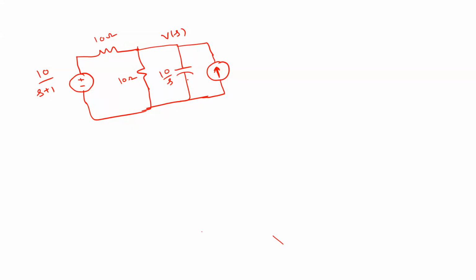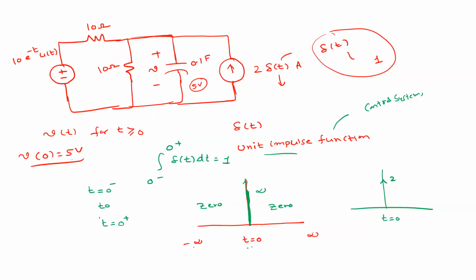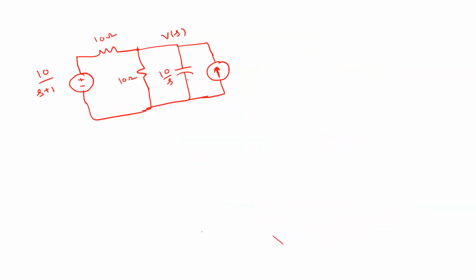Is it 0.5? What is the value of this capacitor? So this is 0.1, right? So 0.1 into 5, I think it is 0.5. Yes, sir, 0.5, I think. 0.5 only, right? Yes, 0.5 only. 0.5 by s.